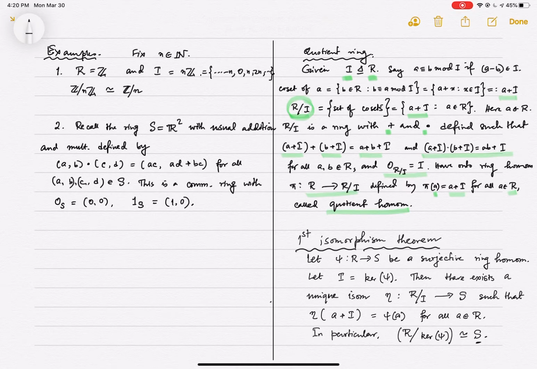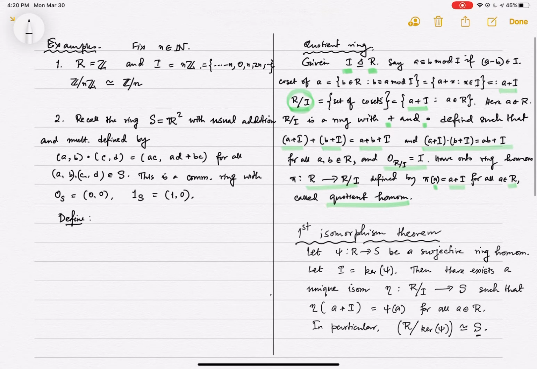Okay. What I'm going to do is I'm going to define a function. So here's the key. Definition. I'm going to define a function from the polynomial ring in one variable with real coefficients, just one variable polynomials, to S. This is going to be a surjective ring homomorphism, and then we'll apply the first isomorphism theorem to identify S with a quotient ring, R[x] modulo some ideal.